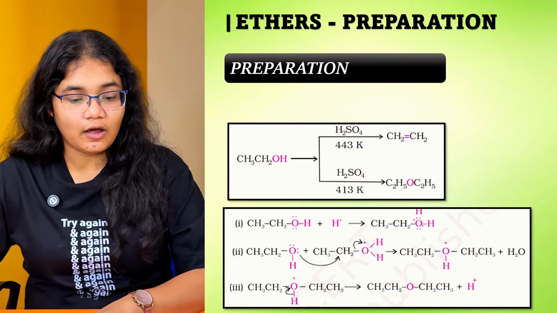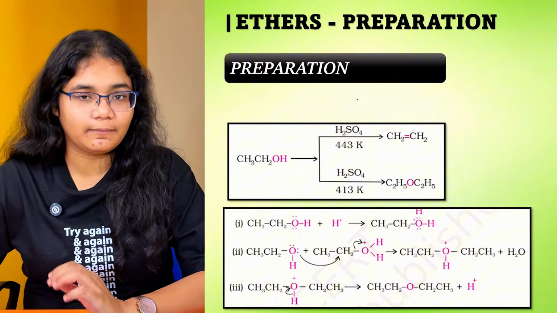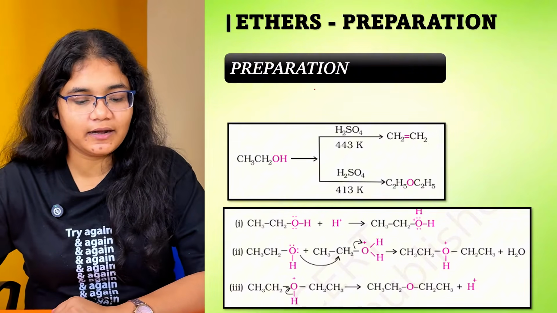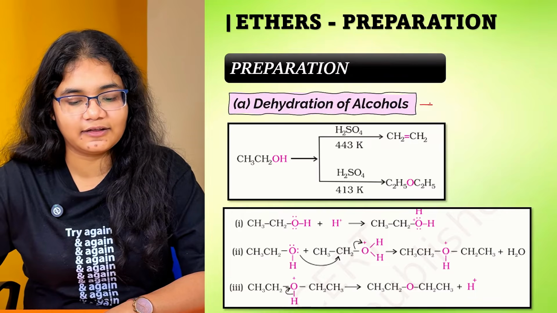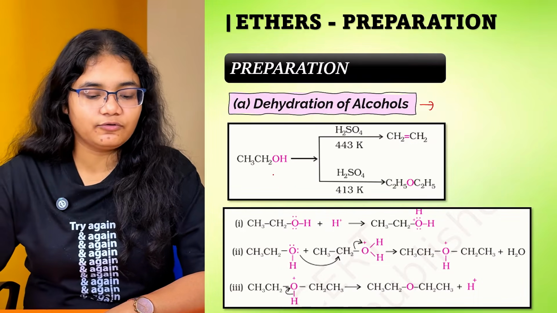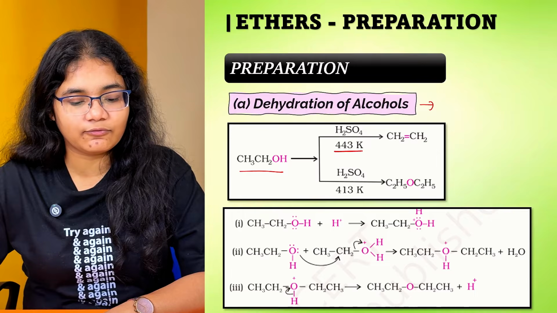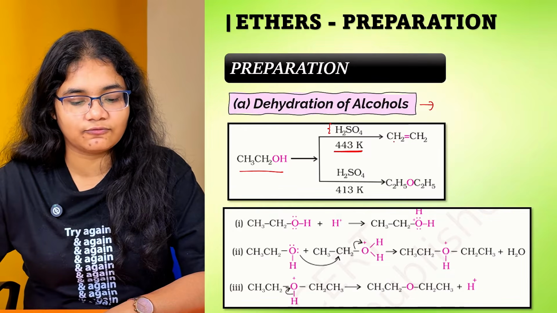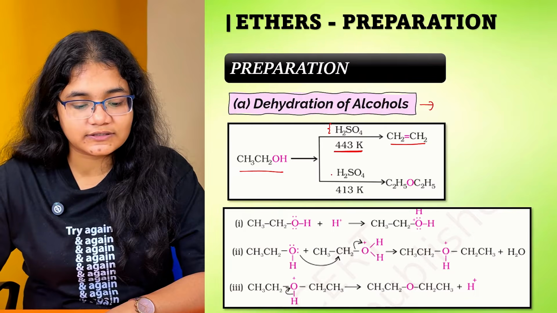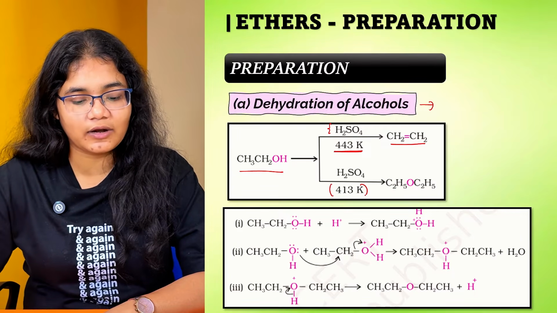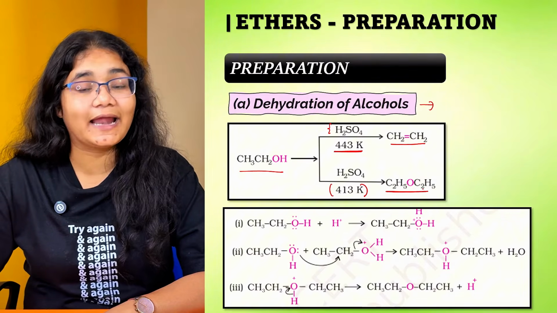Okay. Now moving forward to the preparation of ethers. Okay, how are ethers prepared? The first method of preparation of ether is by dehydration of alcohols. If you take alcohols and treat them at 443 Kelvin with H2SO4, you will end up getting alkenes. But if you take alcohols and treat them with H2SO4 at 413 Kelvin, you will get ethers.